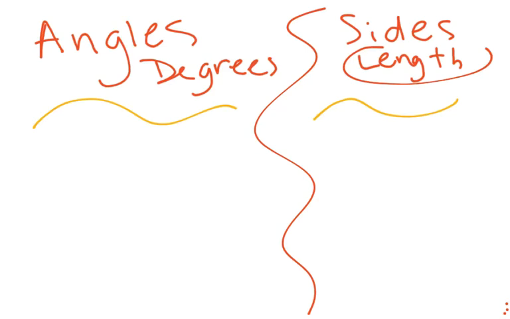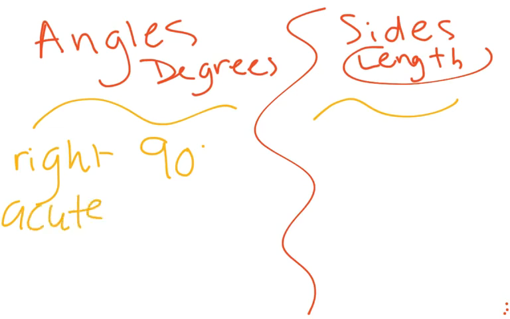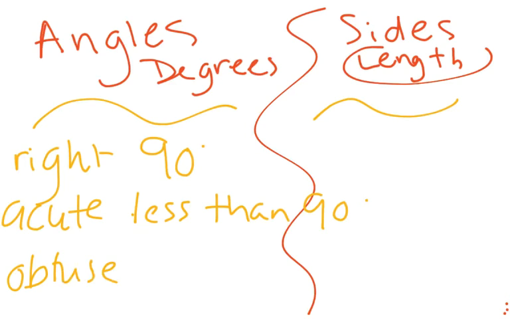For angles, if you have a right triangle, that means it has a 90-degree angle. If you have an acute triangle, think of it as a cute little baby. That means the angles are less than 90. Acute means less than 90. Think of little. And for obtuse, it would be greater than 90. Think of obesity, it has that same OB. That's why, because it's bigger than 90.